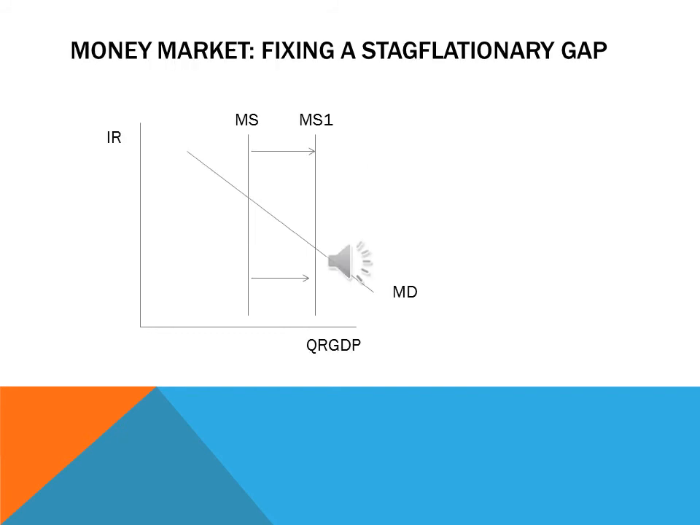Money market fixing a stagflationary gap. Due to the contraction style of this policy, the money supply is going to shift to the right because inflation decreases.